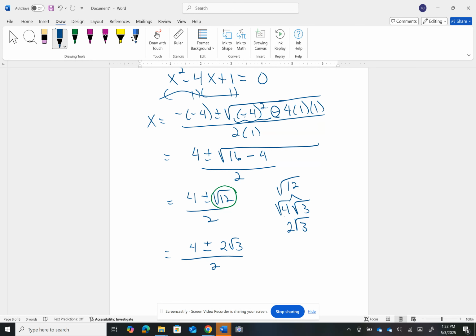And then since 2 goes into both 4 and 2, you would simplify further and say this is 2 plus or minus the square root of 3. And that would be your answer, those two solutions. 2 plus the square root of 3 and 2 minus the square root of 3. Okay? So don't simplify here. Don't divide by 2 at that point, right?